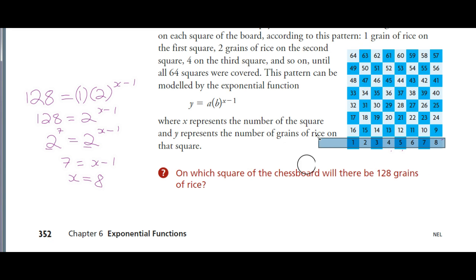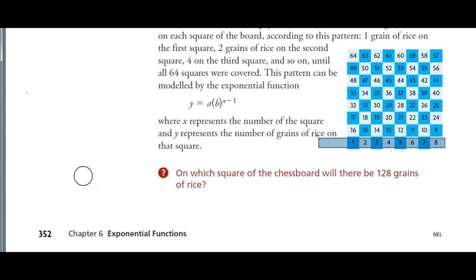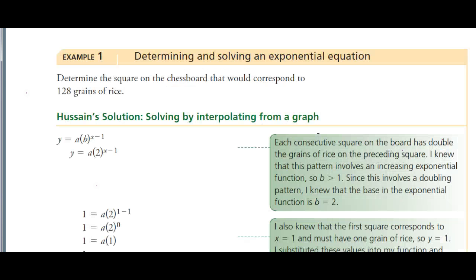Let's clean this off. We need to go down a page. So determining and solving an exponential. Here's somebody's solution.